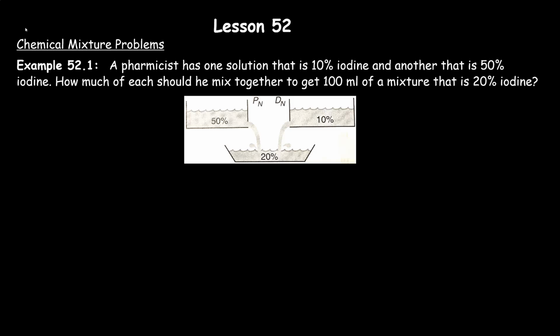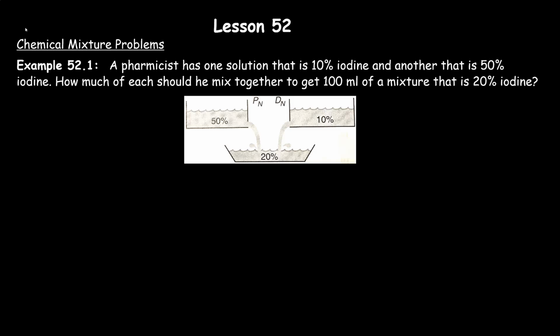So lesson 52 is about chemical mixture problems, and these problems usually involve some kind of solution where you have some kind of chemical that has been dissolved in water to create a solution that has a certain percentage of whatever that chemical is. It could be salt, it could be iodine, it could be alcohol, and it's just dissolved in water or mixed with water.